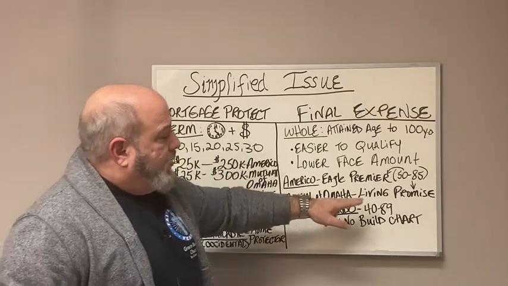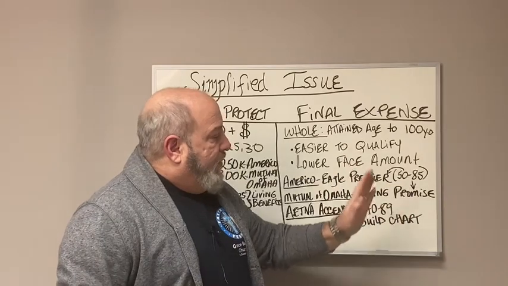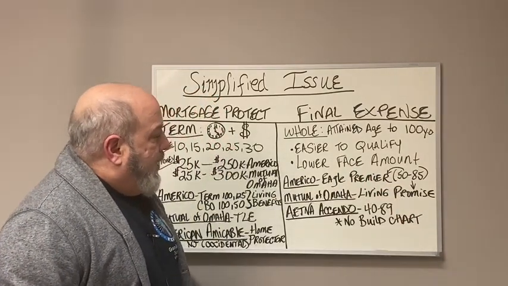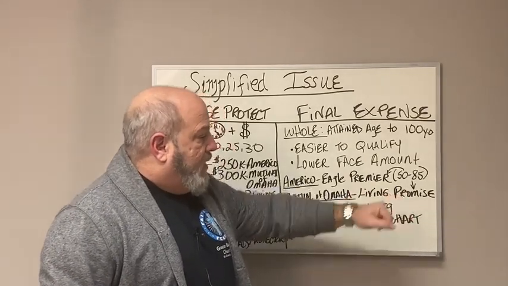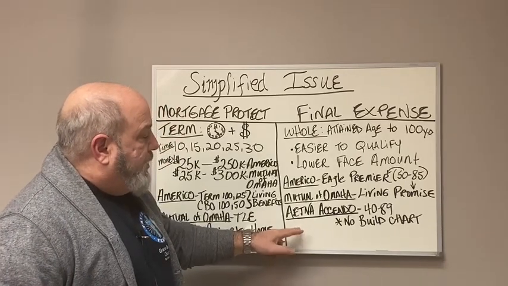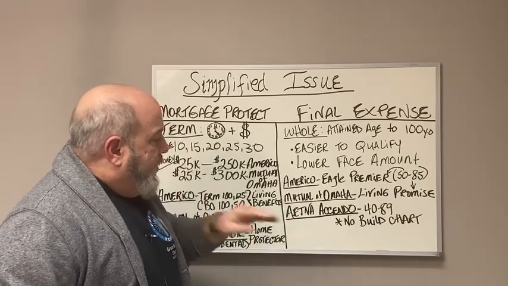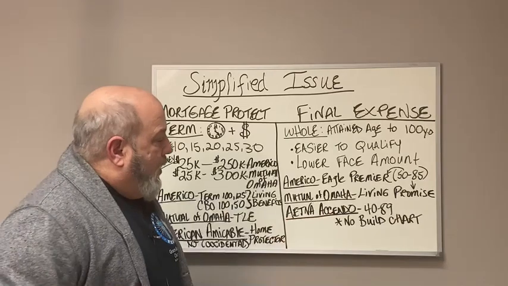Mutual of Omaha has something called the Living Promise. The age is the same. If they're between 50 and 85, they could potentially qualify for that product, and that goes from $5,000 to $40,000; it maxes out at $40,000. And then we have our third carrier, which is not to say we only have three; we have many of them. But you should be familiar with this Aetna Ascendo product.